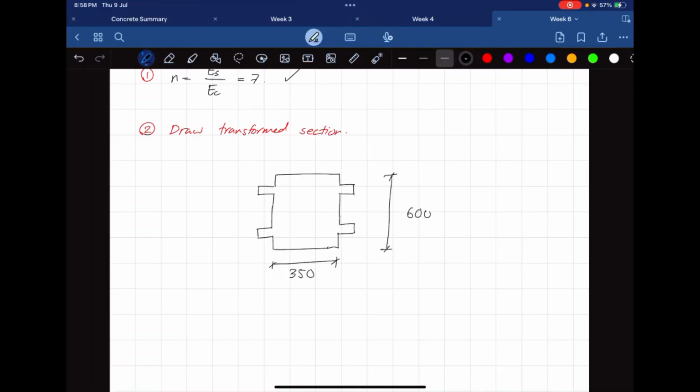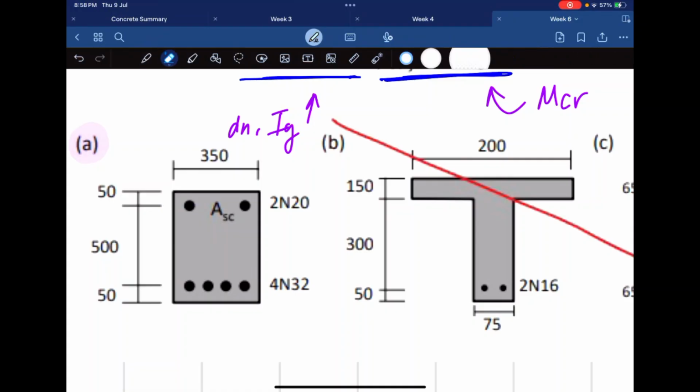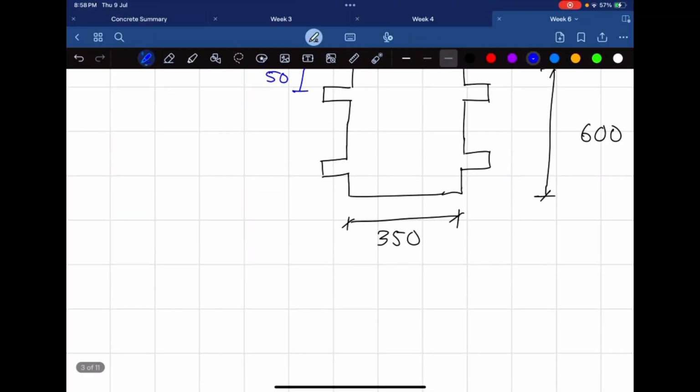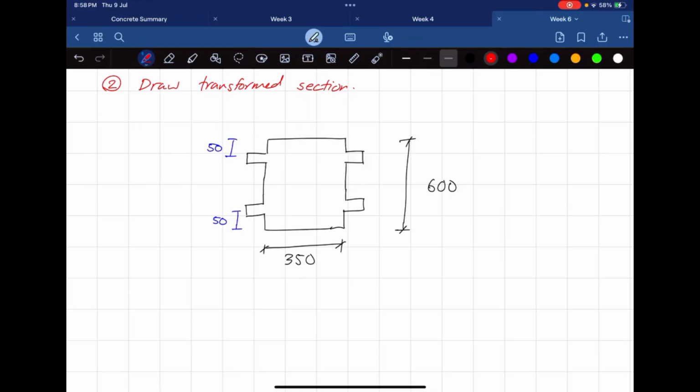A couple of important things to note is our distance to the reinforcement, 50. See how they've given it in the middle? Then the distance from the bottom is also 50. Let's take a look. This thing is going to be (n minus 1) Asc. Once I've done the transformation, I have to multiply Asc by n minus 1. Now this is (n minus 1) Ast.